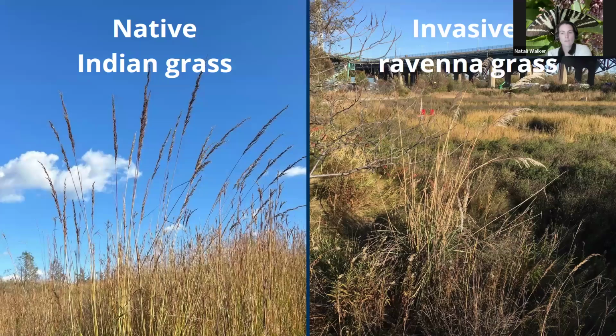So this is a side-by-side photo of native Indian grass and then invasive Ravenna grass on the right. The native Indian grass doesn't get as tall as the invasive Ravenna grass. It grows about, I think, 6 to 8 feet tall. The flowers are not as showy and feathery, and they're an orange gold color. But the invasive Ravenna grass gets really tall and it has those silvery, beigeish, feathery flowers.